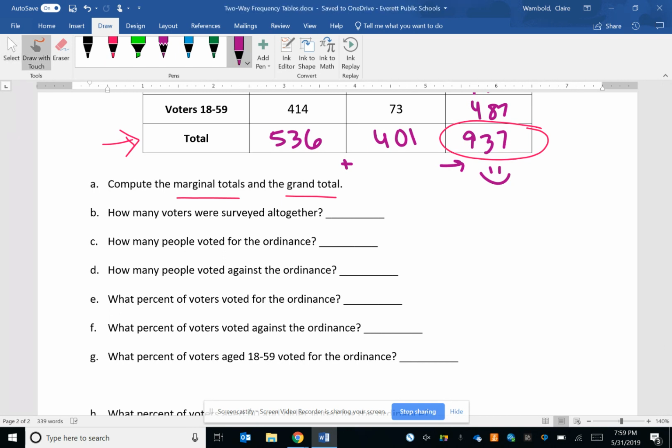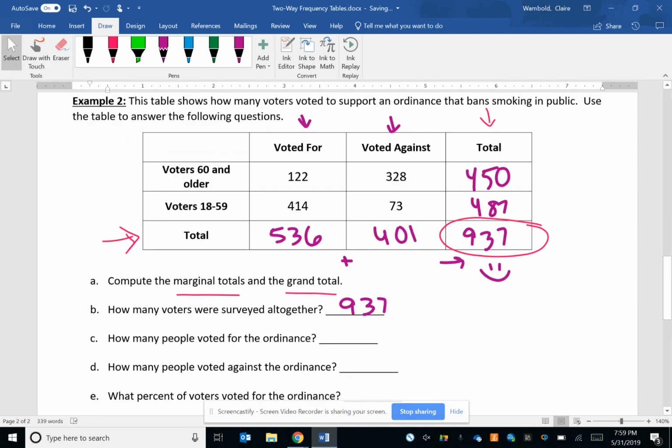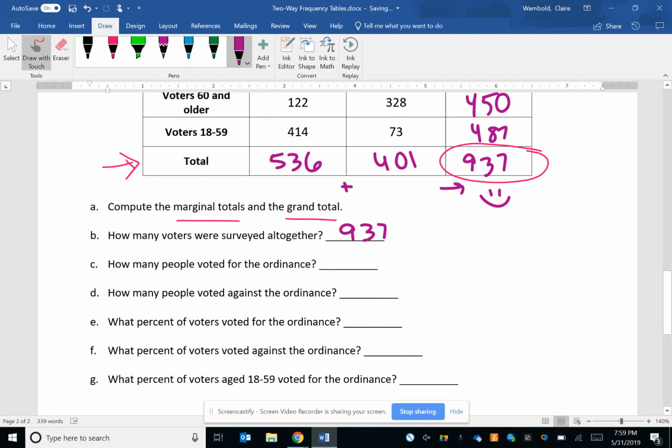Welcome back. So let's make sure we've got this. Hopefully you did this on your own and now you're checking. How many voters were surveyed altogether? Well, that's another way of saying our grand total here, which is 937 voters. How many people voted for the ordinance? I'm going to use the total from my voted for column. That's 536 people. And how many people voted against? That's the next column. That's 401 people total of all ages.